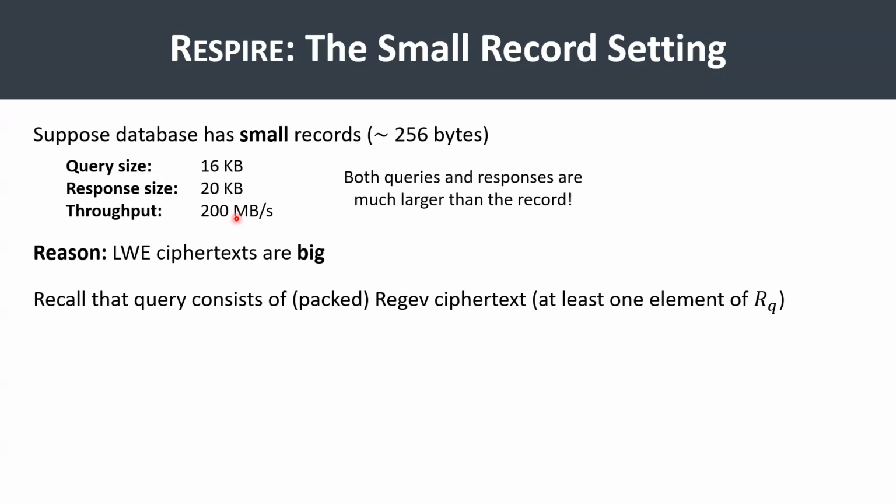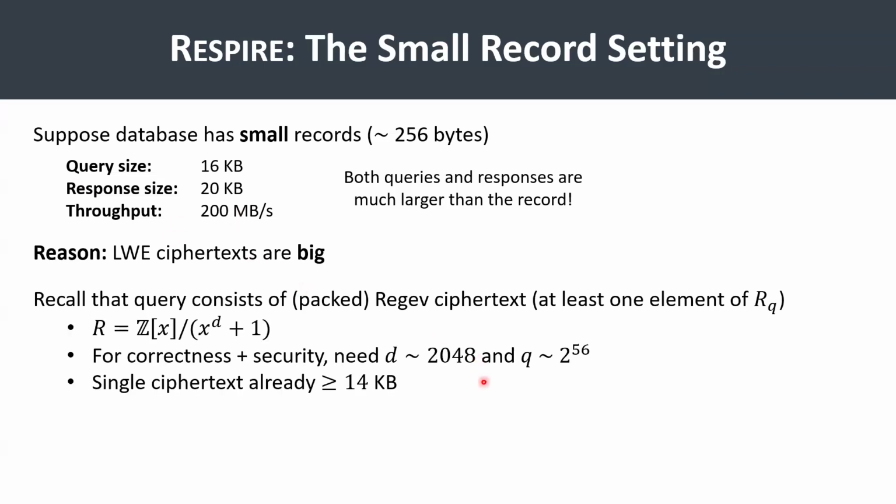It's an LWE ciphertext, and a single LWE ciphertext is large, right? If you just look at the parameters, the dimension of this vector is 2048, the modulus is 56 bits or 7 bytes. If I just give a single ciphertext, that's already 14 kilobytes.